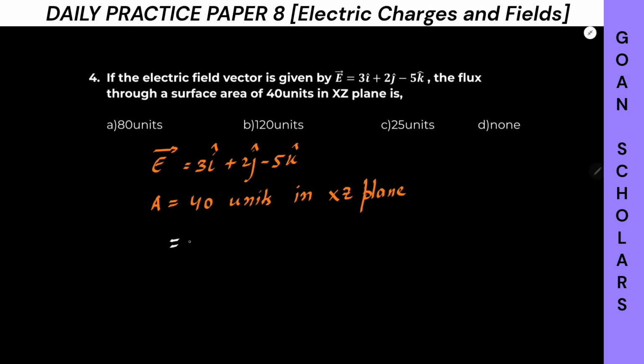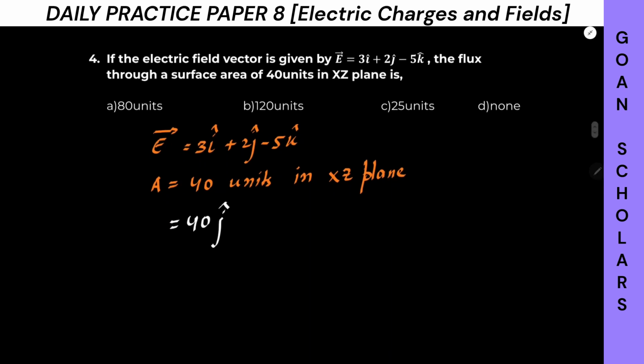So this will have 40, we will write it as 40 j cap. Why j cap? Because of the xz plane. So sir, you mean if it was yz, then which vector will be here? I cap, because the x-axis will be perpendicular to yz, right? And so on. So here area is 40j.